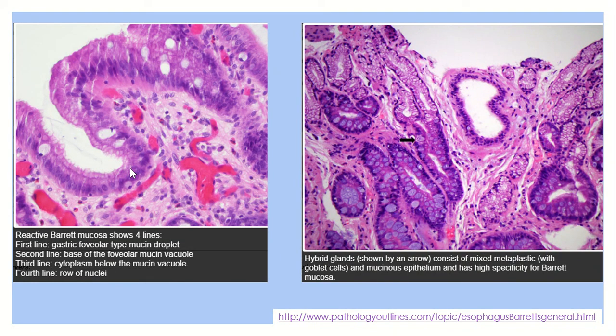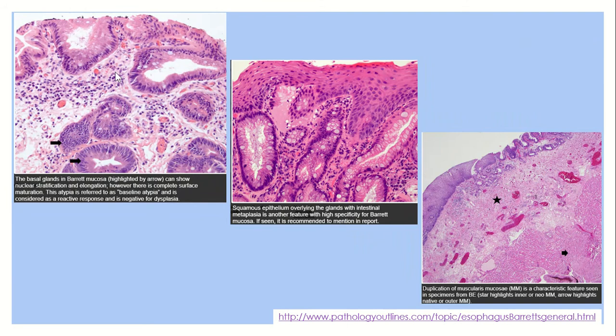Here we see reactive Barrett's mucosa that shows the four lines. The first line, here we see the gastric foveolar type mucin droplets. Then the second line, the base of the foveolar mucin vacuole. Third line, here we see the cytoplasm below the mucin vacuole, and the fourth, the row of the nuclei in the epithelium. So these are the four lines in Barrett's mucosa. Then in Barrett's mucosa we can also find hybrid glands that consist of mixed metaplastic goblet cells and mucinous epithelium, and have high specificity for Barrett's mucosa.